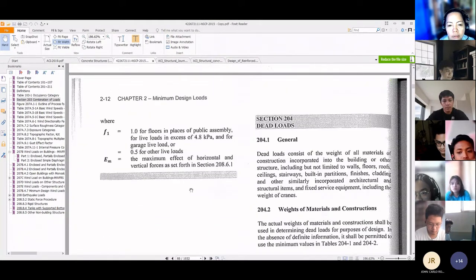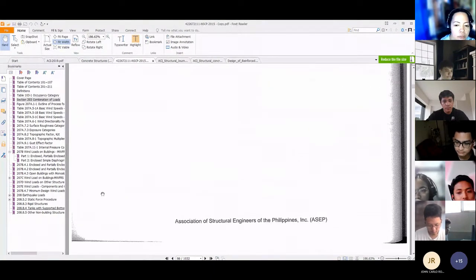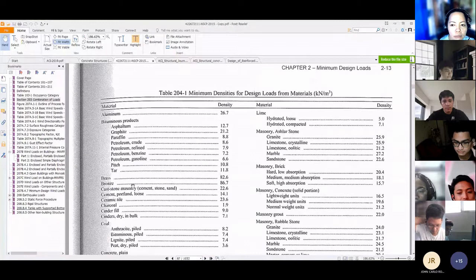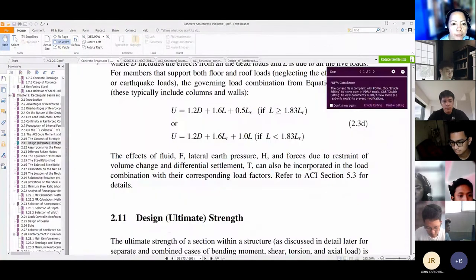So these are the minimum design loads, the weight of the materials, and the construction. Just to give you a brief idea of the design loads for the materials that you're going to use, these are all identified here in the ACI code, as well as the National Structural Code of the Philippines. Okay.